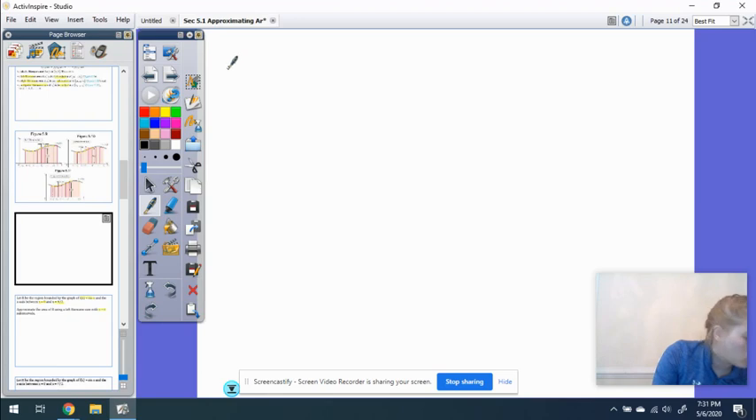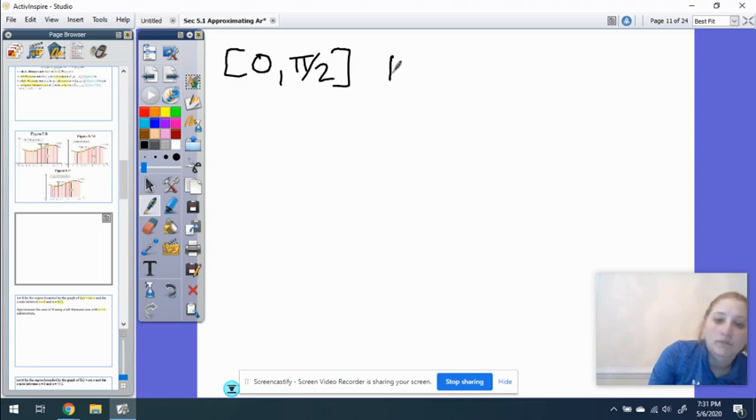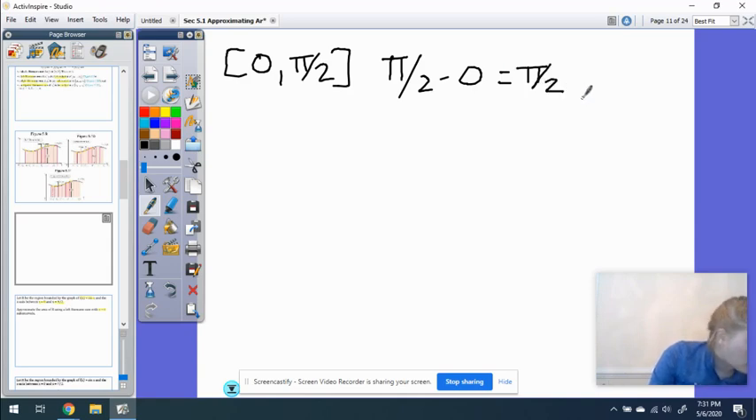In this case, we are starting with 0, and we're going to pi over 2, okay? And so just like before, we are going to subtract these two, which is going to end up giving me pi over 2. And then since I want 6 sub-intervals, I'm going to divide that by 6, which is going to give me pi over 12.